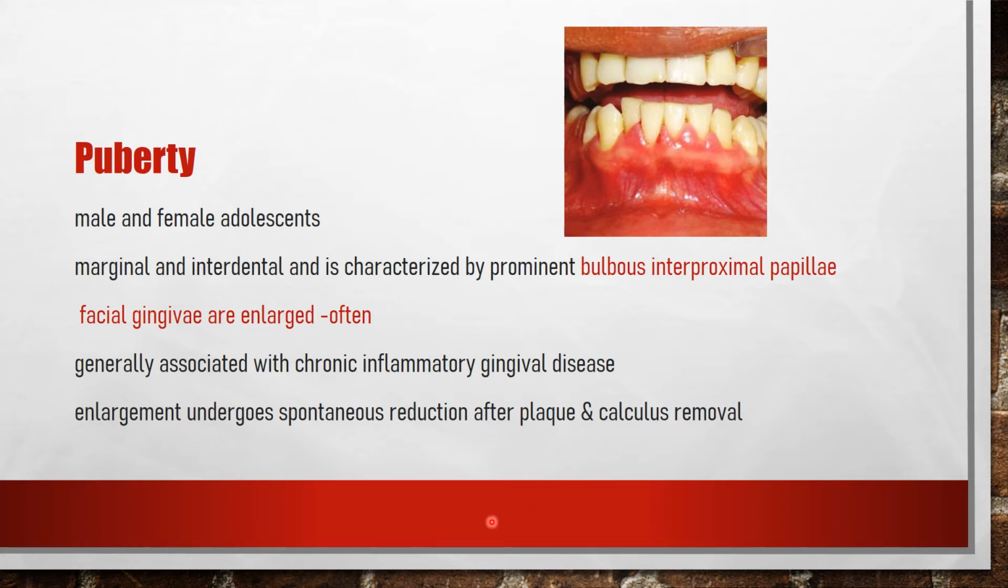It is generally associated with a chronic inflammatory gingival disease. Enlargement undergoes spontaneous reduction after plaque and calculus removal. So this is mainly associated with puberty associated gingivitis. You can see in the diagram the bulbous interproximal papilla.